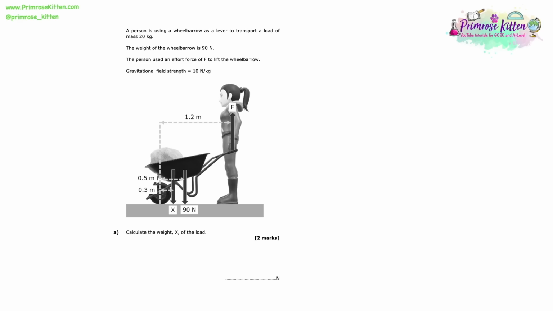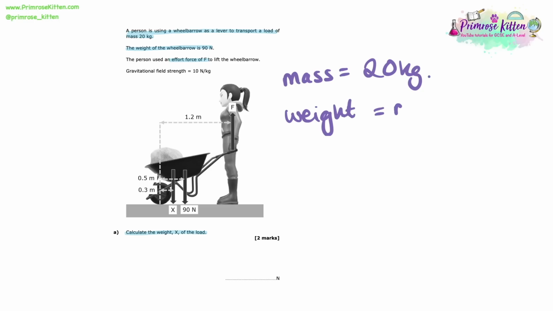The person is using a wheelbarrow as a lever to transport a load of mass 20 kilograms. The weight of the wheelbarrow is 90 newtons. The person used an effort force of F to lift the wheelbarrow. Here we're asked to calculate the weight X of the load. So we were told that the load has a mass equal to 20 kilograms. We should also recognise that the equation for weight is mass times gravitational field strength.